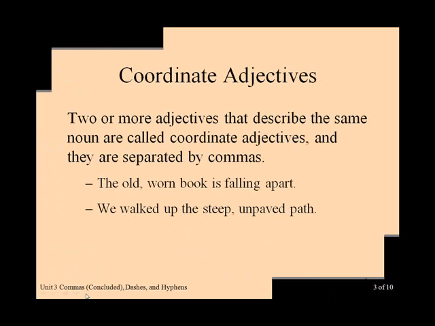Coordinating adjectives are anytime you have two or more adjectives that are describing the same noun. And when we have that, we will separate the two adjectives by putting a comma in between them. And in order to talk about this, I'd like to talk to you first about what an adjective is.